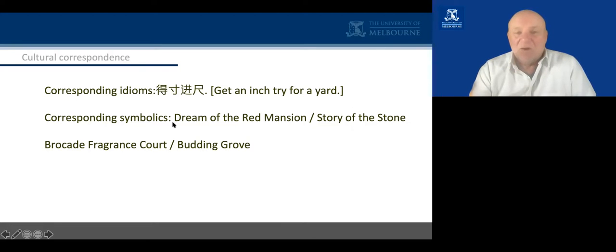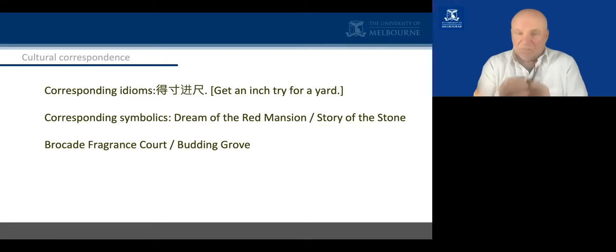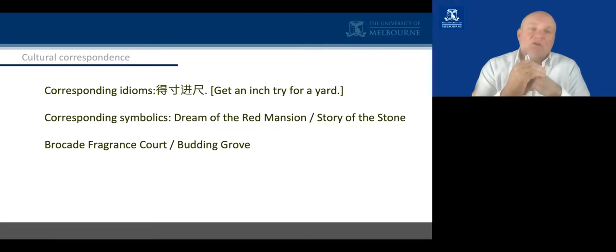From the same novel, we have a place called Brocade Fragrance Court in Chinese, rendered as Budding Grove. Why did they do that? Because this comes from Proust, a French writer, and is a literary allusion that's been added to the text for the sake of greater resonance. People can do that. It makes the text richer, much more engaging in literary terms, and that would be cultural correspondence, suggesting that what's happening in the Chinese novel here was also happening in some way in Proust's French novel.